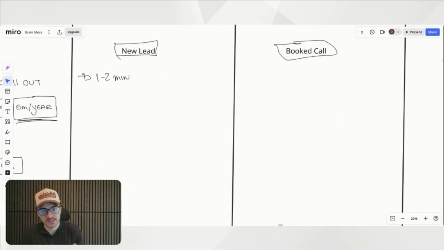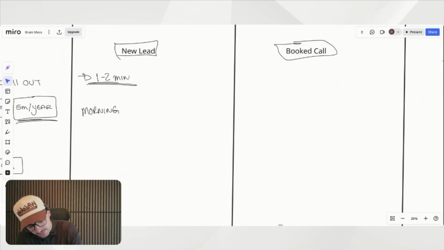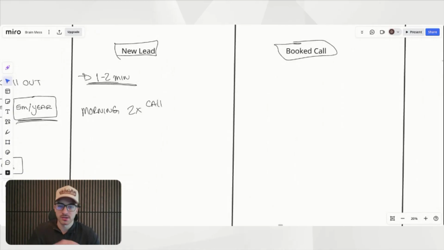So you need to make sure that the second they're free in this 1 to 2 minutes, you're calling them. Okay. Don't wait 5 minutes. Don't wait 10 minutes. Call them immediately. From there, say for example they opt in in the morning. In the morning, what you're going to do is double dial them 2 times. The reason for that is sometimes people are on DND. So if you call them once, it goes straight to voicemail. If you call them one more time, it'll go right to their phone and actually get through.